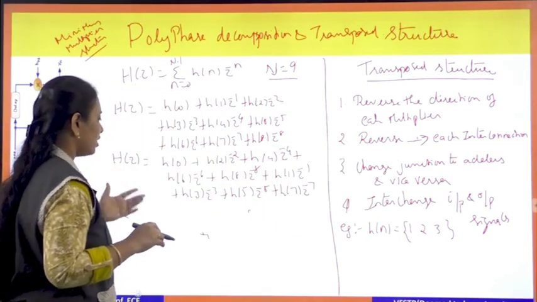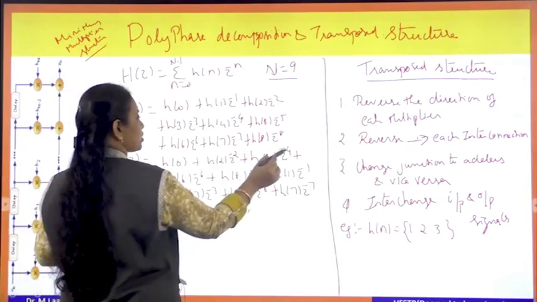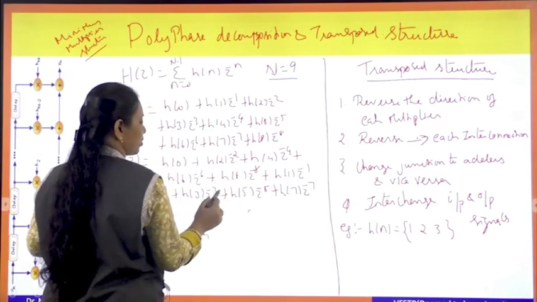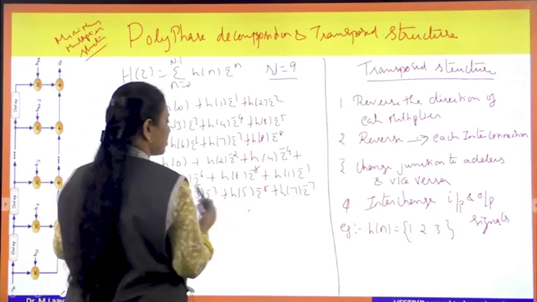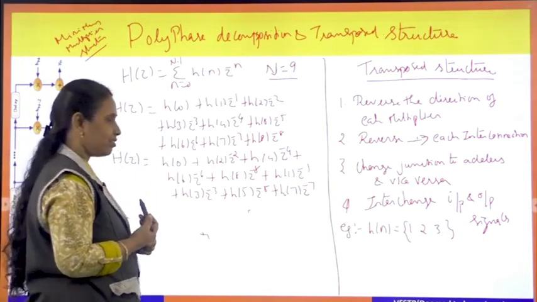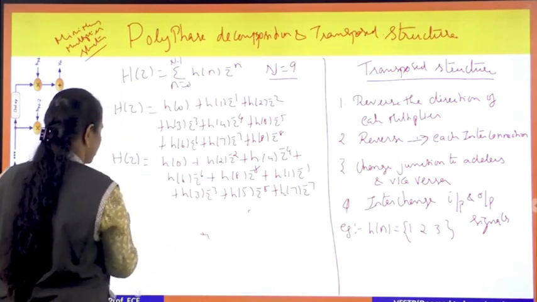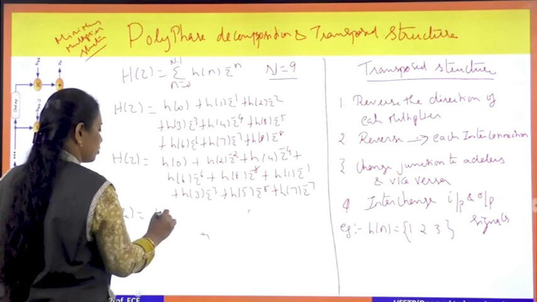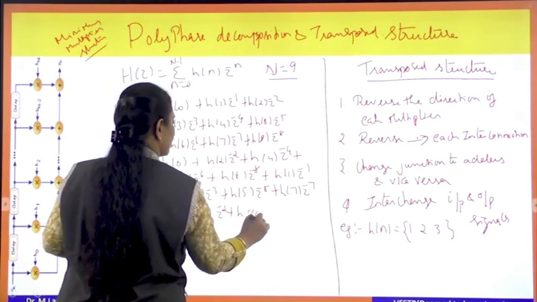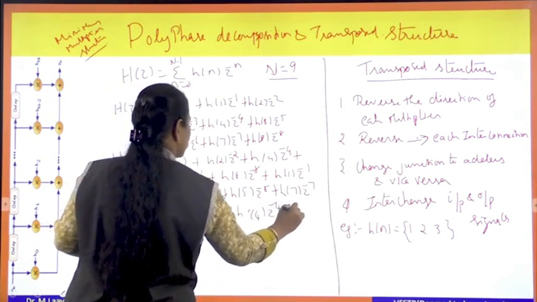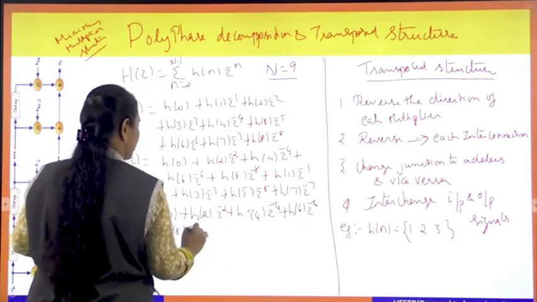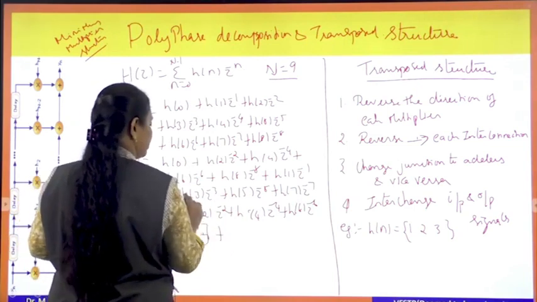After splitting, see here I am having z power minus 2, minus 4, minus 6, minus 8, and if you see here it is z inverse, z power minus 3, z power minus 5 and z power minus 7, and all are odd powers. So let us make that power even by taking h of z is equal to h of 0 plus h of 2 z power minus 2 plus h of 4 z power minus 4 plus h of 6 z power minus 6 plus h of 8 z power minus 8 plus remaining terms.